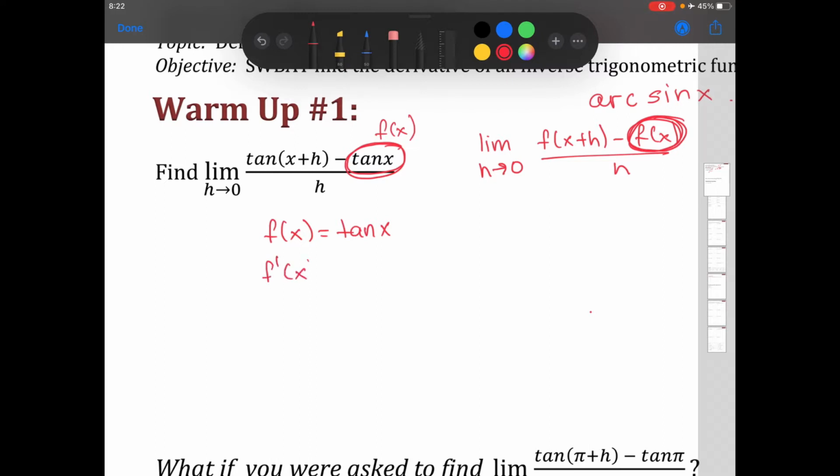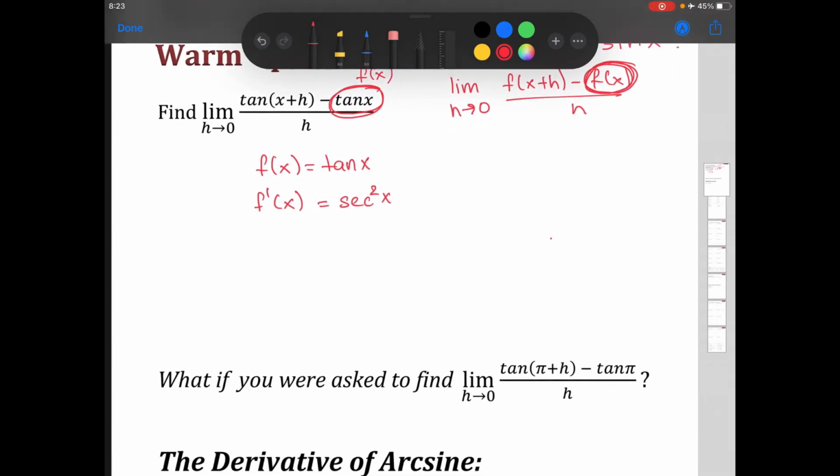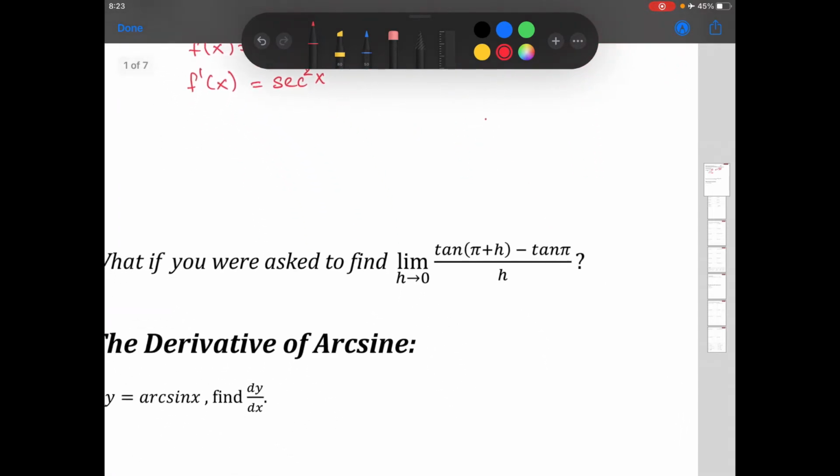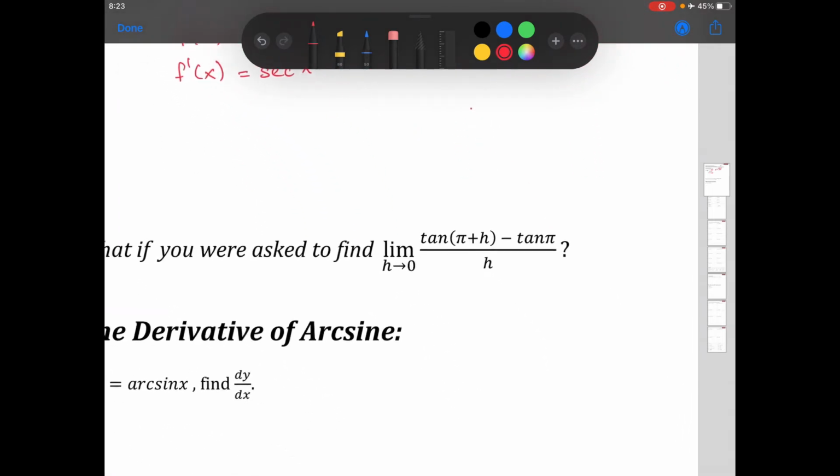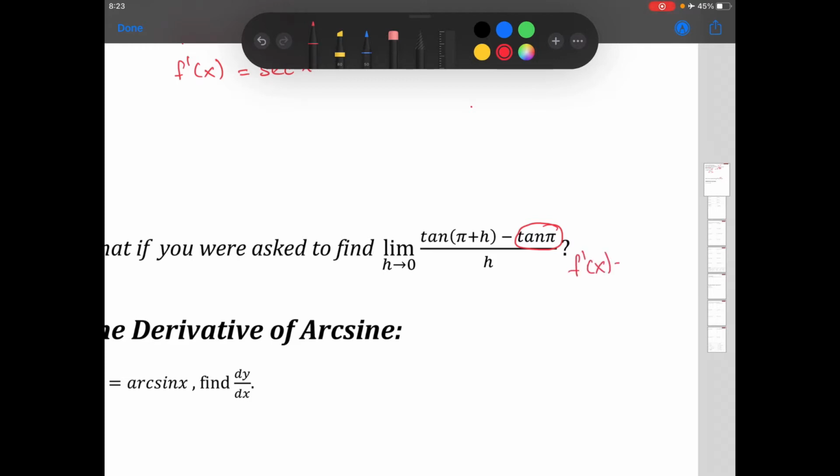Now since we know derivatives, the derivative of tangent x is what? Secant squared x. So you didn't have to do a lot of work here. Okay, so what if you were asked to find the limit of this? Look again. What am I substituting x with? Pi. So I already know my f prime of x is secant squared x. So what would be f prime of pi?